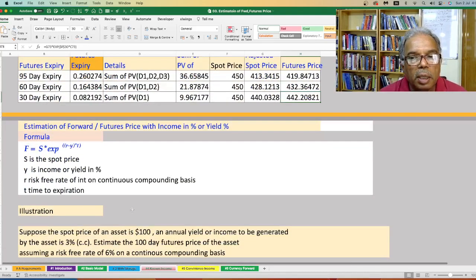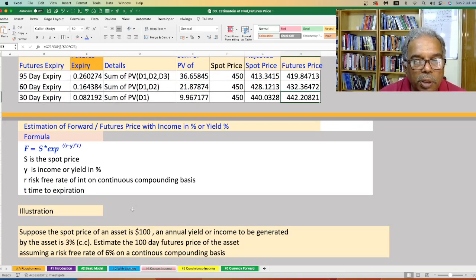Now let's take the case whenever you have the yield or the income given in proportion or a percentage. How do you deal with that? The forward price is nothing but the spot price times exponential of R minus Y times T, where Y could be the income or the yield, or even it could be a convenience yield. Any income has to be subtracted, and since the income has been given in proportion and is assumed to be on a continuous compounding basis, we simply say spot price times exponential of R minus Y times T.